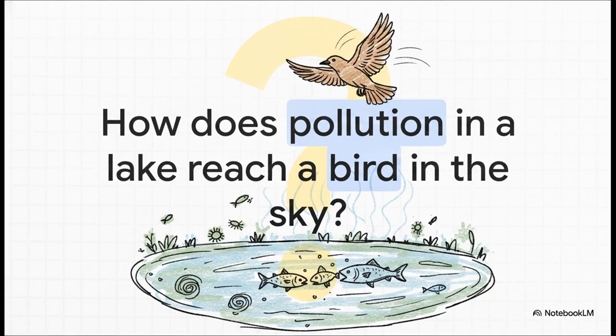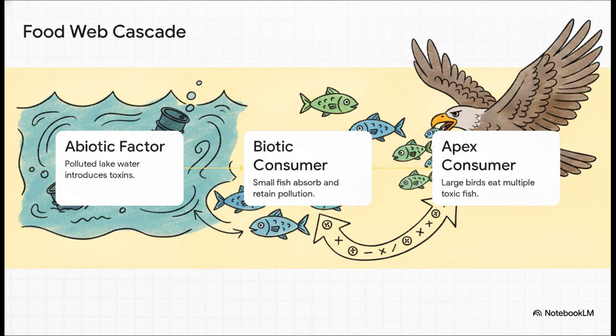The bird doesn't swim in the lake, right? And it definitely doesn't drink from the murky deep parts where heavy pollutants usually settle. So how on earth does an abiotic change at the very bottom of a lake affect an apex predator soaring miles above it? So the crucial point is tracing our evidence step by step.